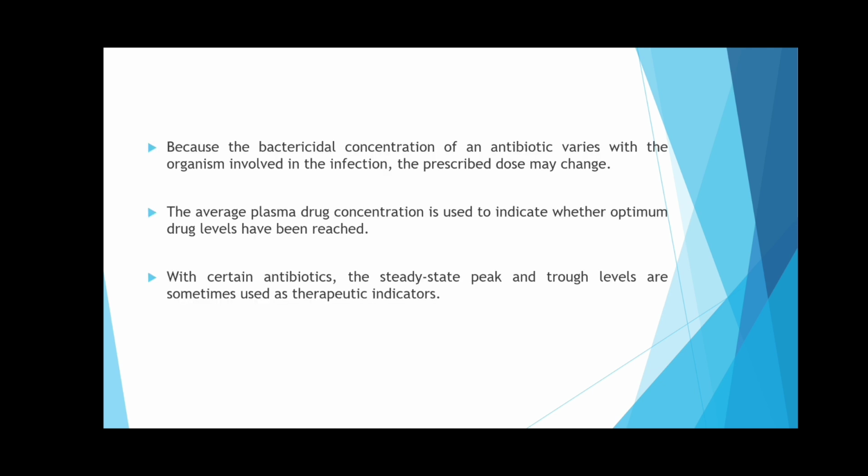Because the bactericidal concentration of an antibiotic varies with the organism involved in the infection, the prescribed dose may change. The average plasma drug concentration is used to indicate whether optimum drug levels have been reached. With certain antibiotics, the steady state peak and trough levels are sometimes used as therapeutic indicators.